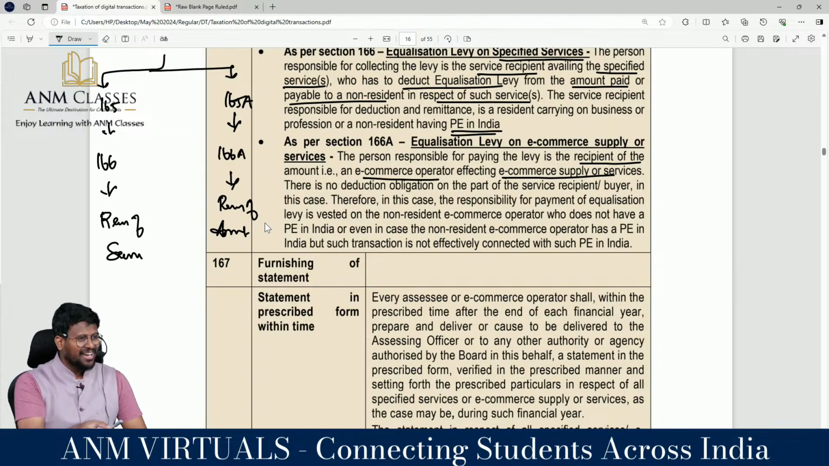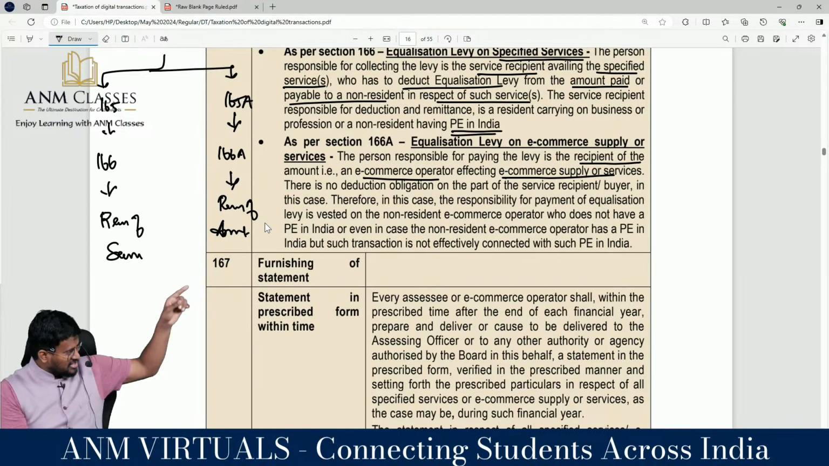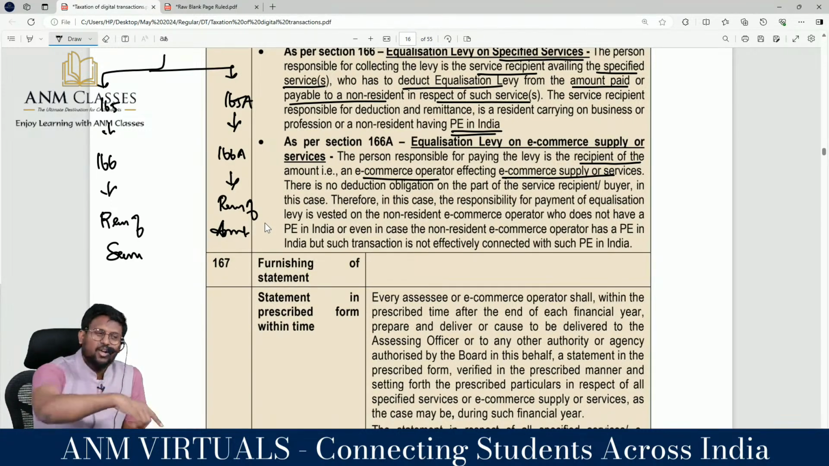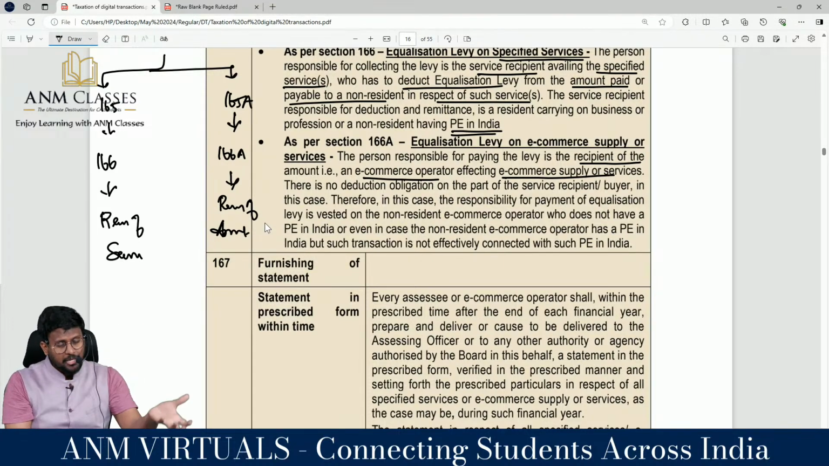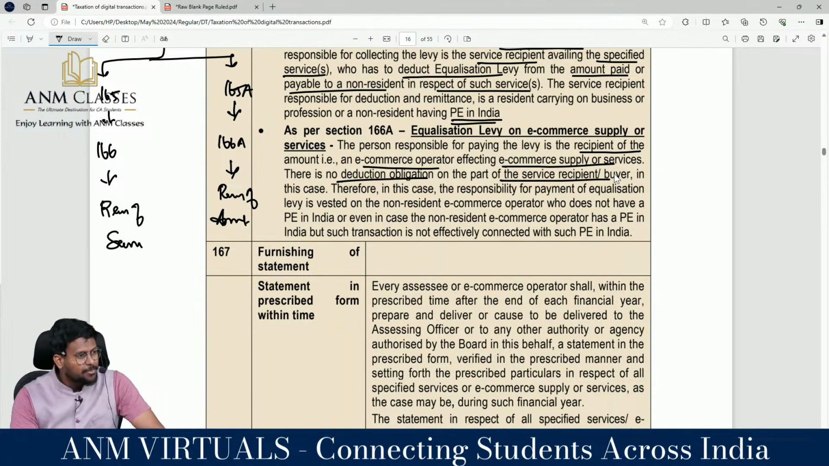For buying this pen, if you want to collect 2% equalization levy, sir, the common public will only use Amazon. They cannot deduct equalization levy. But 165 is not like that. Resident who are engaged in business, non-resident who are having a PE, they can deduct at the rate. Common people, how will they be deducting equalization levy? That is why the responsibility of payment of equalization levy has been shifted to the e-commerce operator. Clarity? Yes, sir. There is no deduction obligation on the part of the service recipient or buyer.